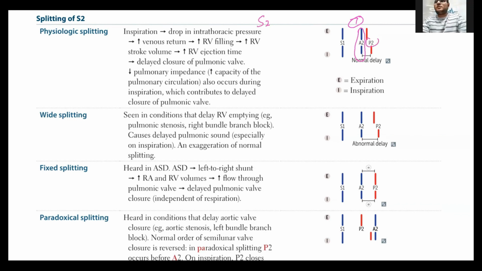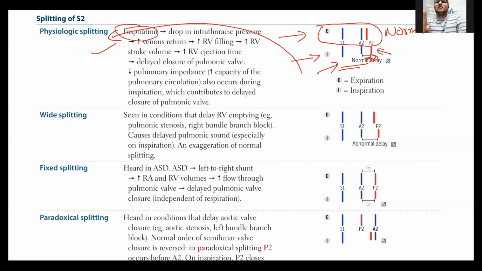So when I say S2, it has two components. One is A2, the aortic component, and P2, the pulmonic component. Normally, you can see in this picture, during expiration there is no change. This is normal, because there is only a delay in inspiration. During inspiration, you can see in the red, there is a delay between the aortic component and the pulmonic component. First the aortic valve closes and then there is a delay of the pulmonic valve. This is called the normal delay. Why does it happen? Due to inspiration. It is called physiologic splitting.